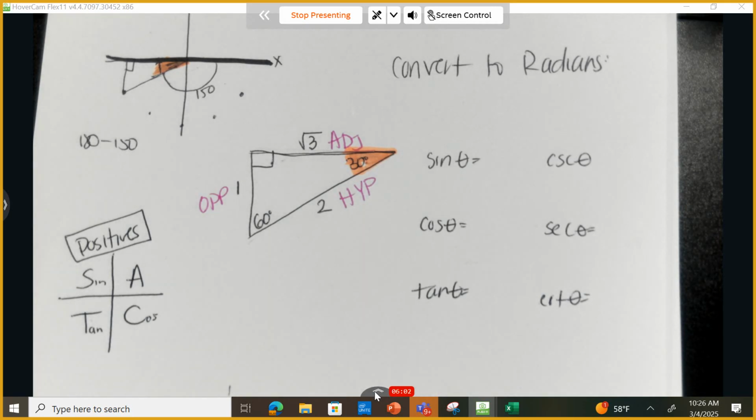Good question. What is the radian? Yeah, convert to radian. We're going to do that afterwards. Yep. So here we go.